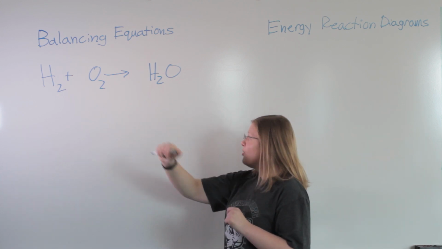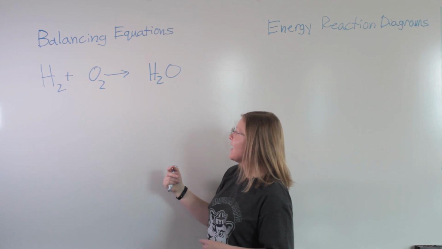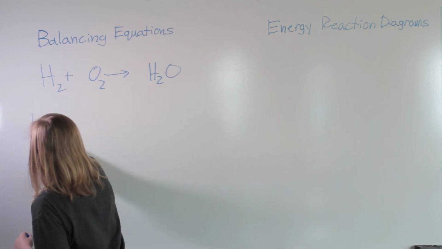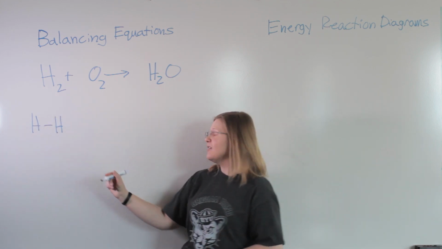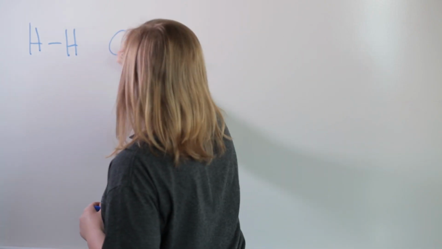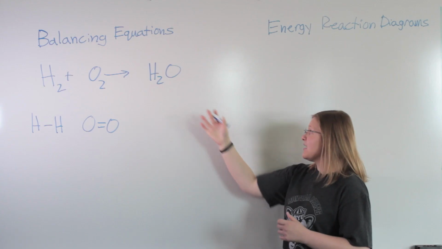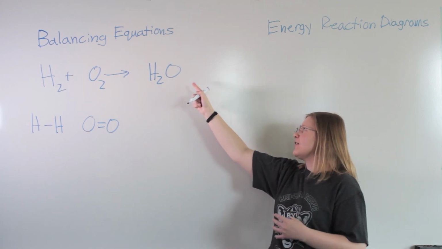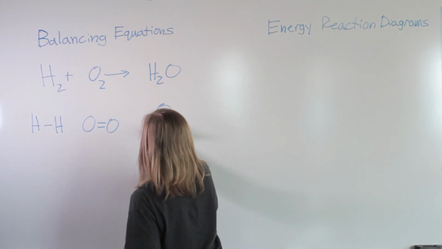Okay? So subscripts tell you how many atoms per molecule. So for example, if I wanted to draw H2, pictorially it would look like this. A hydrogen atom bonded to another hydrogen atom. Oxygen, similar. Two oxygens bound together. In H2O, this tells me I have two hydrogens for every one oxygen atom in a molecule. So it looks like this.